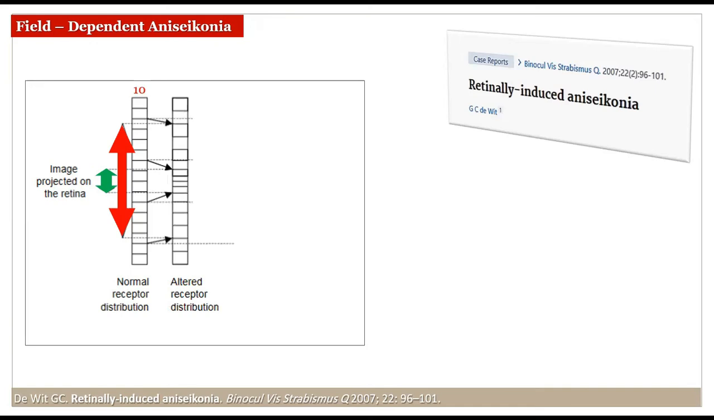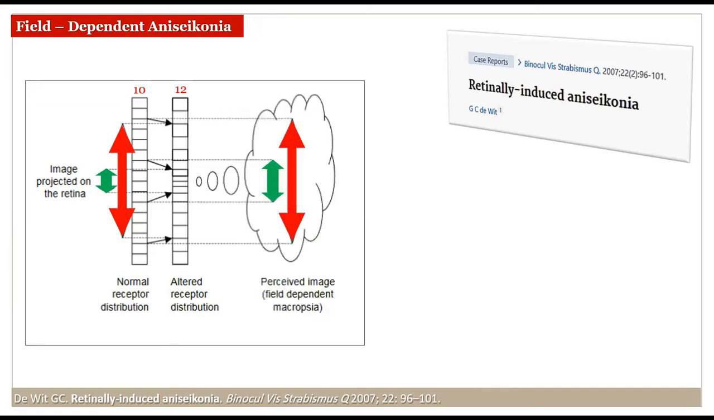Now the eye developed a pathology which causes altered receptor distribution. But as you can see here, the alteration is not uniform. We have much compression, or much crowding, of photoreceptors in the center here. We will get a larger number of photoreceptors stimulated because of this crowding. So both images of those two objects will be perceived larger.